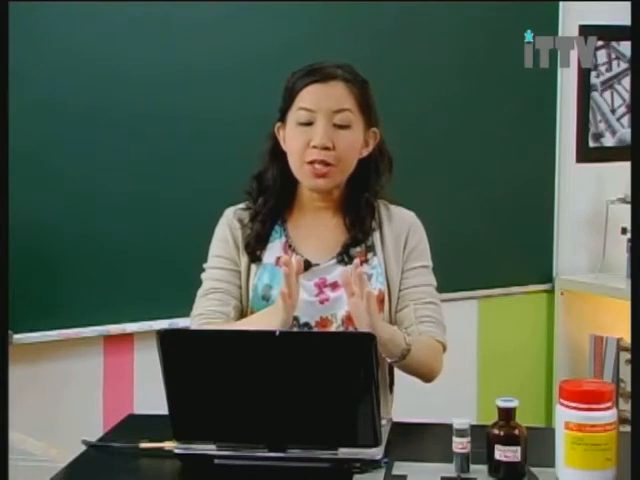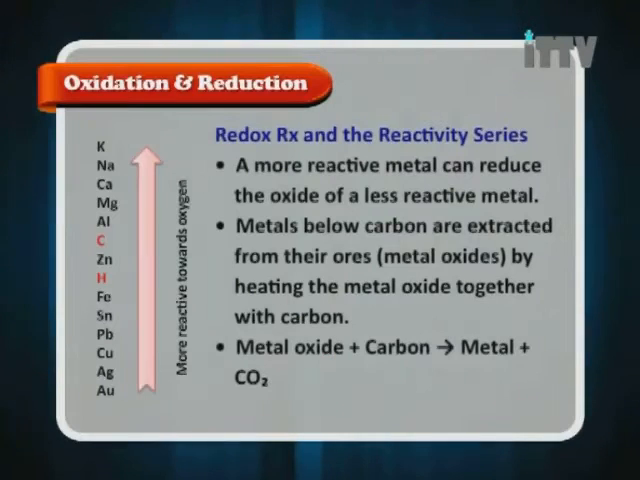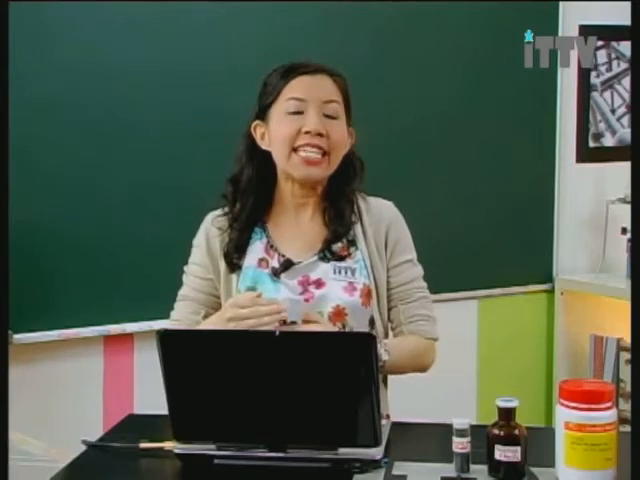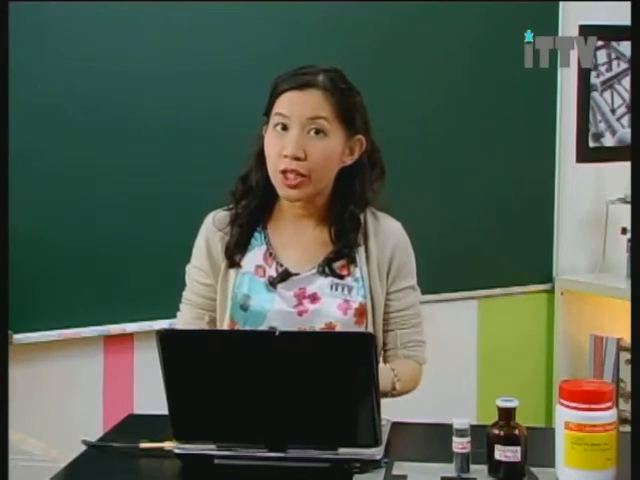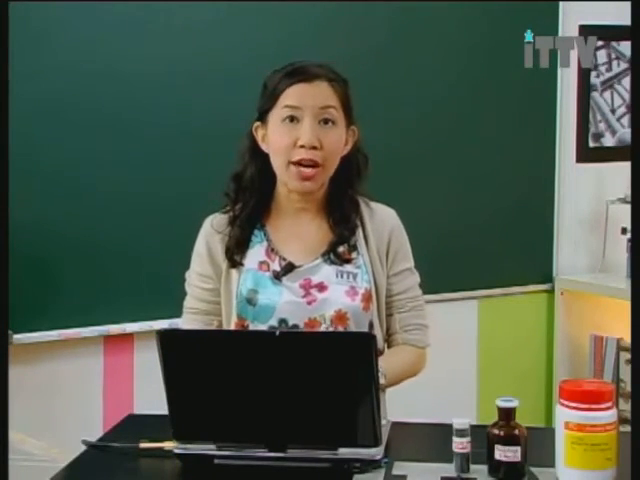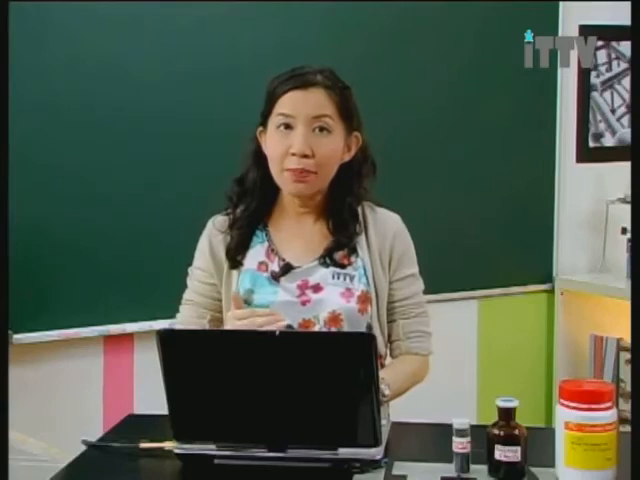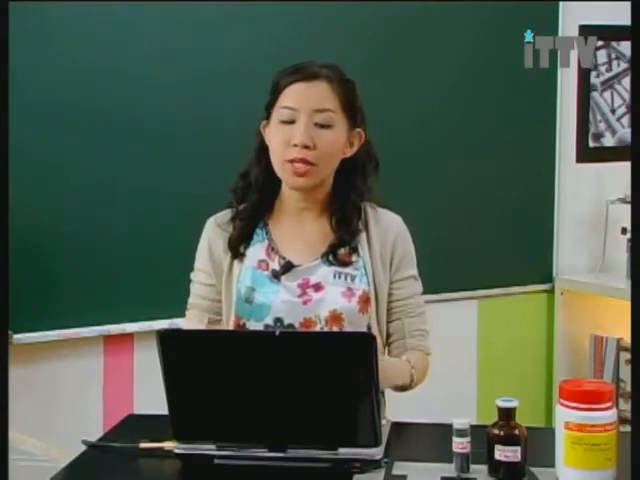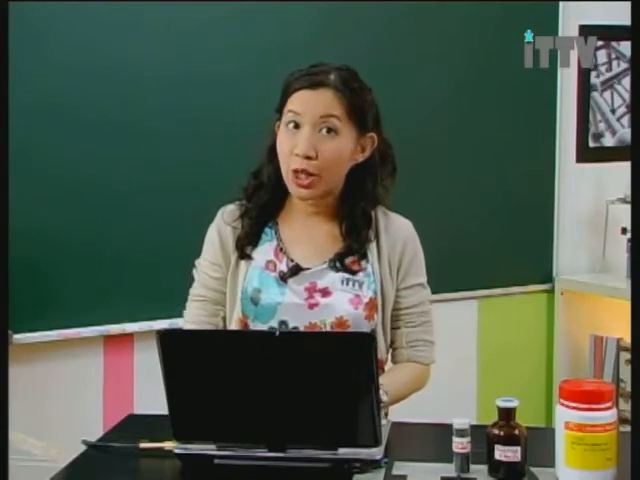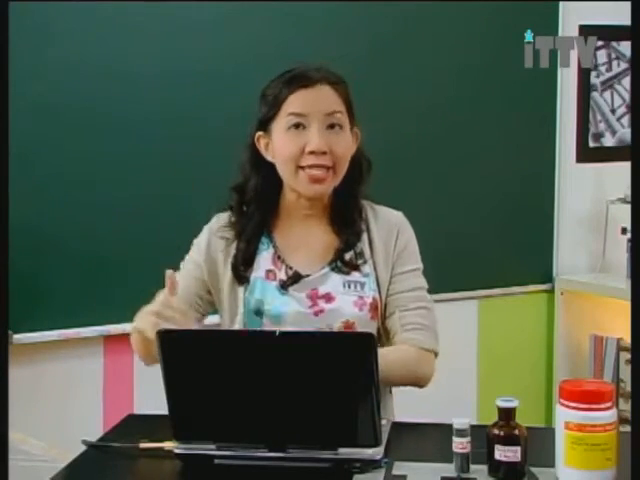If you look at the reactivity series on the left part of the slide, as we proceed upwards, the metals tend to be more reactive towards oxygen. So how the scientists actually came up with the reactivity series was they tested each element's reactivity towards oxygen. So oxygen is the parameter to determine the position of the metals in the reactivity series. And it's very, very important for students to understand that metals below carbon are usually extracted from their ores by simply heating the metal oxide together with carbon, because carbon will then be able to reduce the oxide of the less reactive metal.